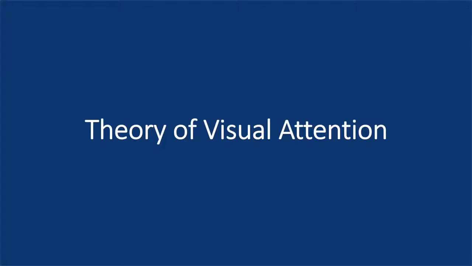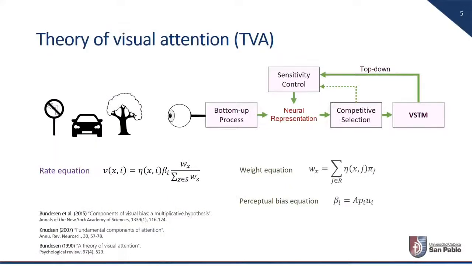TVA is a theory in neuroscience which proposes a mathematical formulation of attention. The visual inputs, objects, are encoded by the visual system. Then, these compete to be encoded in the visual short-term memory, or VSTM. This competition is biased by attentional weights of objects and visual categories. Visual categories are properties of the objects, some of which are relevant to higher processing in the brain.